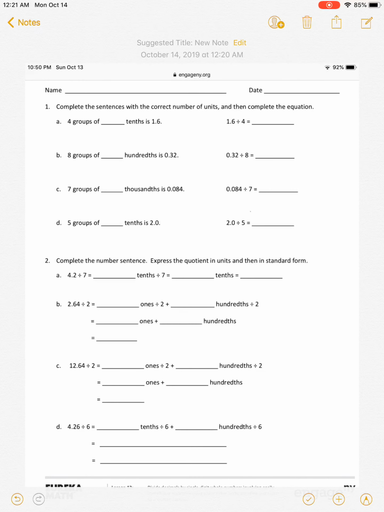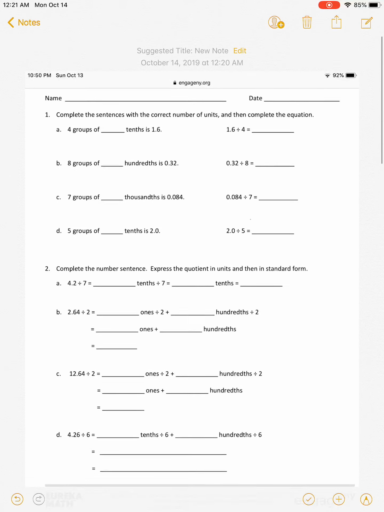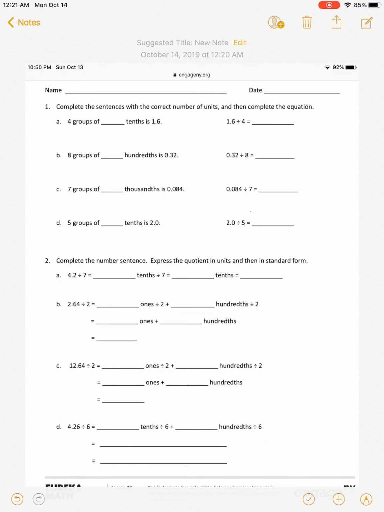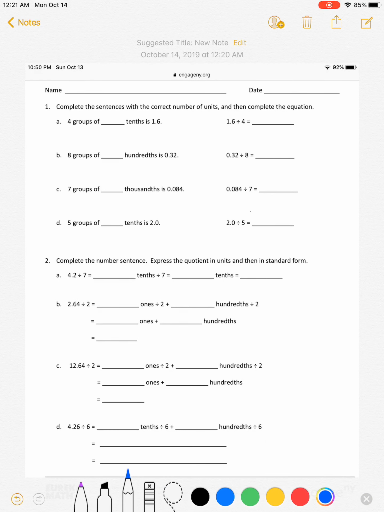All right, I hope you're back. We're working on Module 1, Lesson 13, and this is Grade 5, Engage New York, all right? In this particular unit and lesson, we're working on dividing decimals by whole numbers. So it looks like this, okay? But we're going to work on the problems here. Ms. Durham wants to show you two different methods, okay? Two different methods.